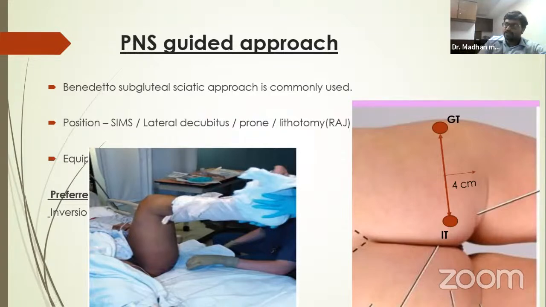This is the routine approach, or the approach introduced by Benedetto. Suppose the patient is not able to turn lateral or prone, you want to do it in a supine position, which was introduced by Dr. Raj. Your needle entry and landmarks are the same. The only thing is the patient is lying supine, the hip is flexed and the leg is extended, and you can very well palpate the structures, put the needle inside and stimulate the sciatic nerve.